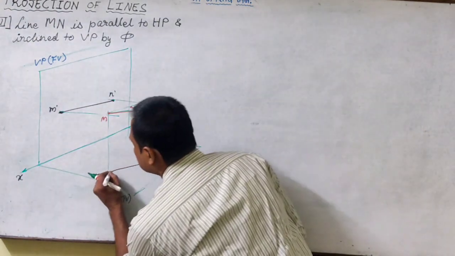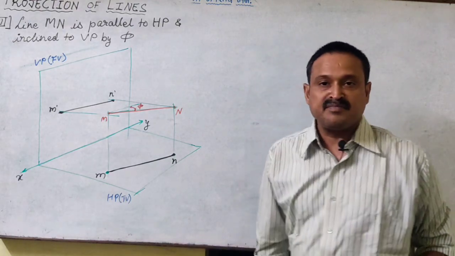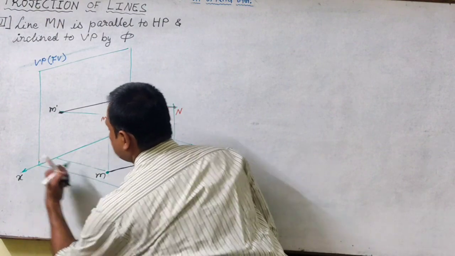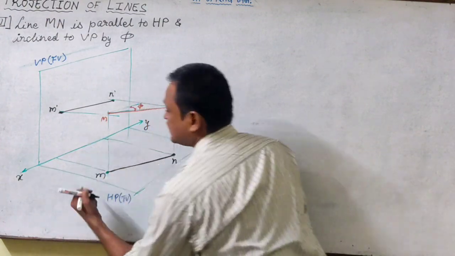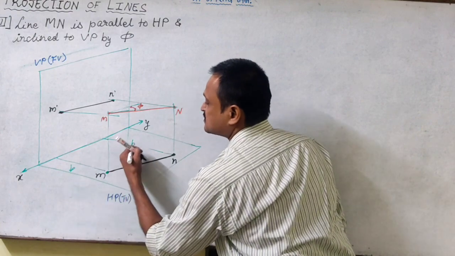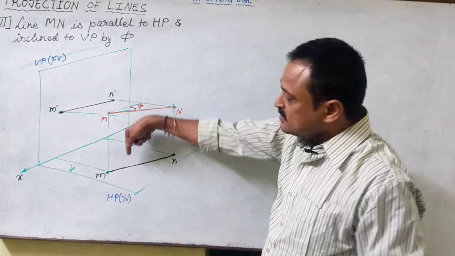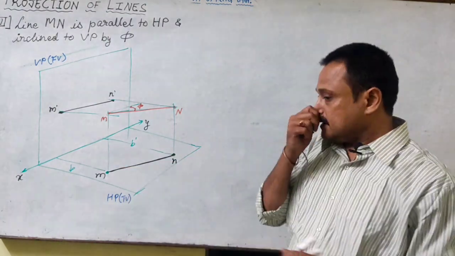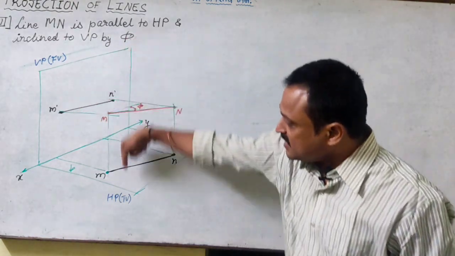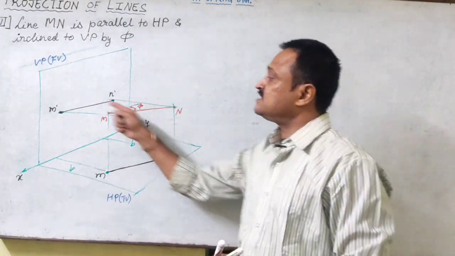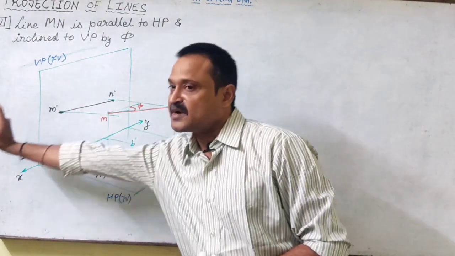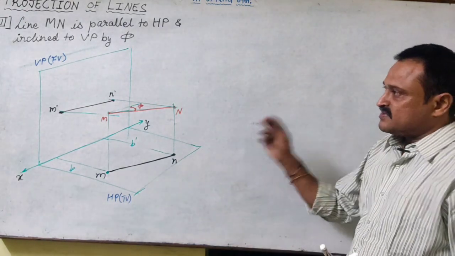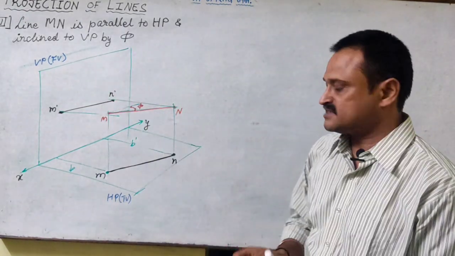So we will get the top view image of MN, maybe something like this. So this distance of M and this distance of N, if this is B millimeters, then this is some B dash millimeters, so they are different. So in the top view, I am able to see the inclined image. Again, when the line is inclined to VP, I get the top view image inclined. When the line is parallel to HP, I get the front view image parallel to XY, right? So we'll see the comparison when we finish off all these three cases.